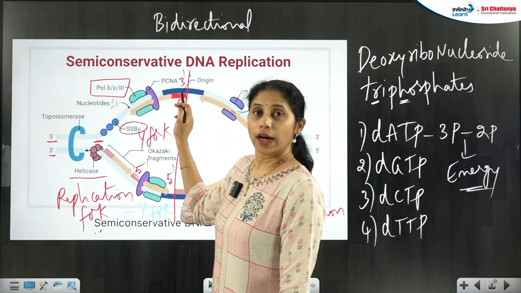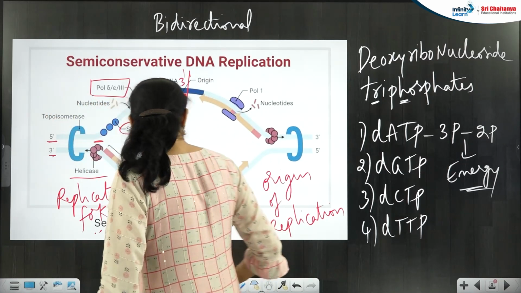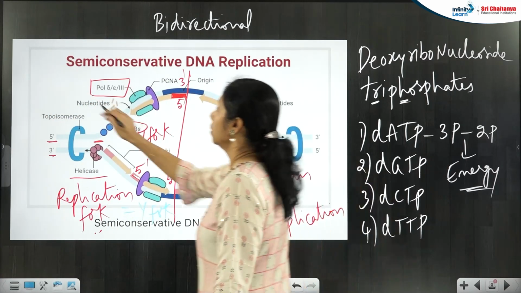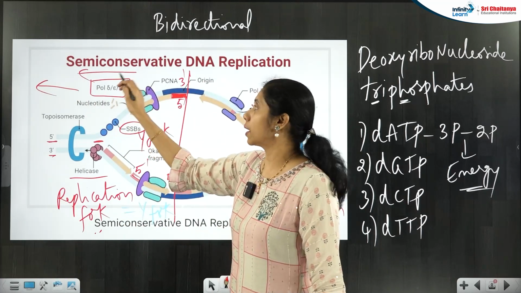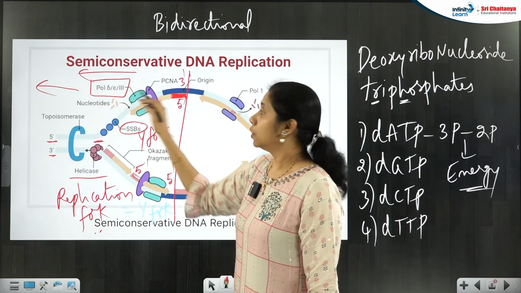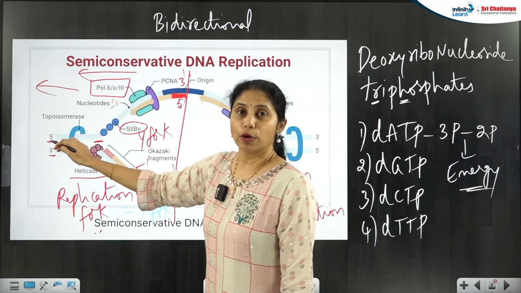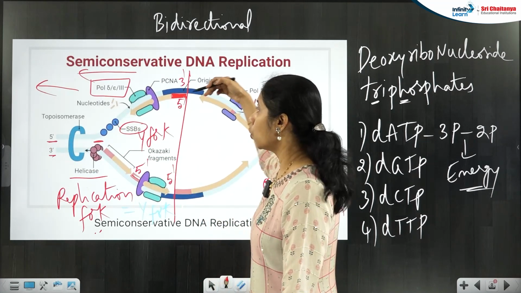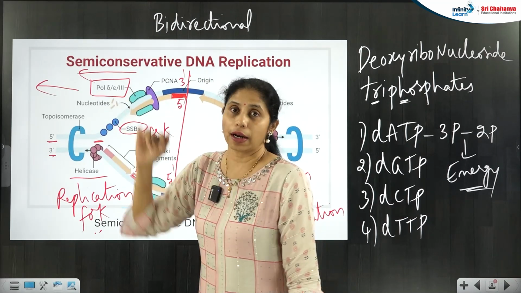Again, for this strand there is no problem, because it is the direction of replication and the direction of the new strand synthesis are happening in the same direction. So, this strand will be formed continuously on the template of 3 prime to 5 prime, because the opening of the DNA and the replication of DNA is happening in the same direction.